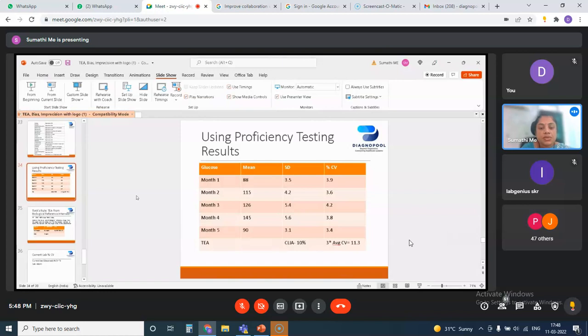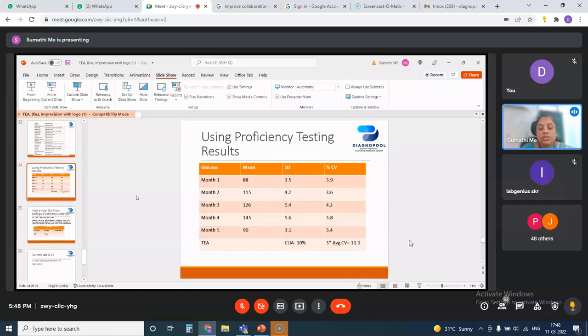Yeah. So then we'll move on. So we have discussed the medical decision values guidelines based on BVD and the CLIA guidelines. Now we'll move on to how to establish your target TEA by using your proficiency testing results. When you do not have anything available in clinical decision, BVD or CLIA, you can go for this.